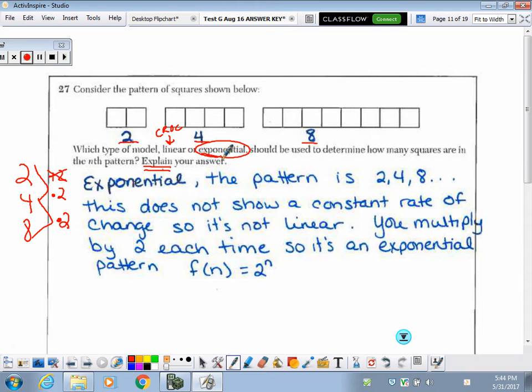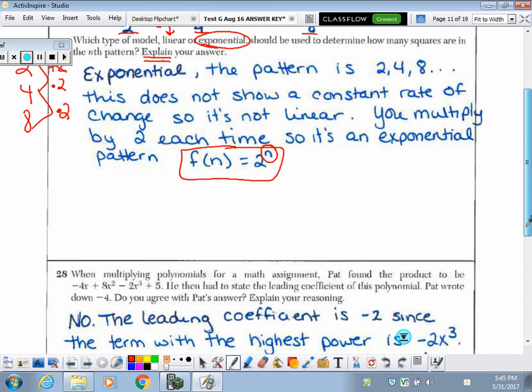Okay, and this would actually be the function rule for this pattern. The number of squares would be going in place of this exponent n. Oops, I got one more on the bottom of that page there.